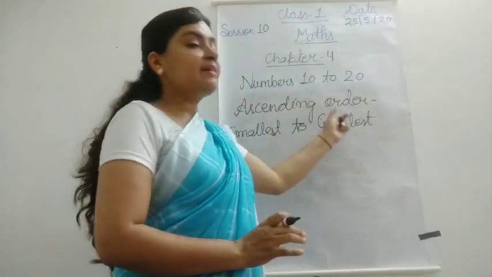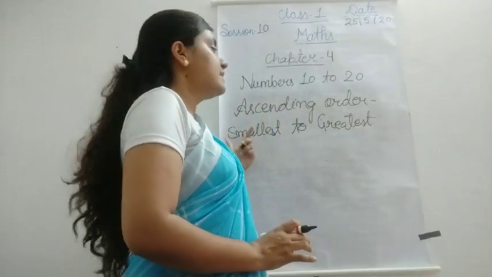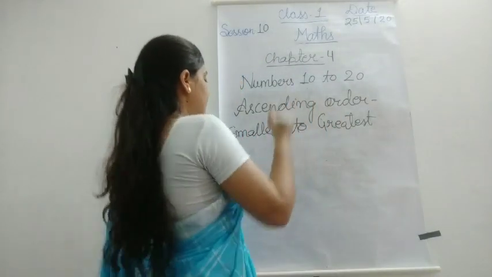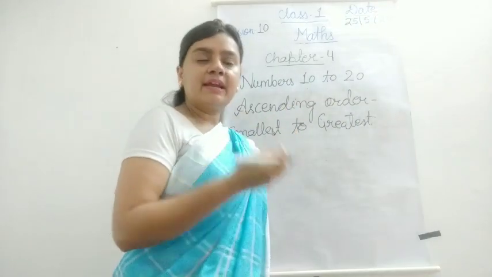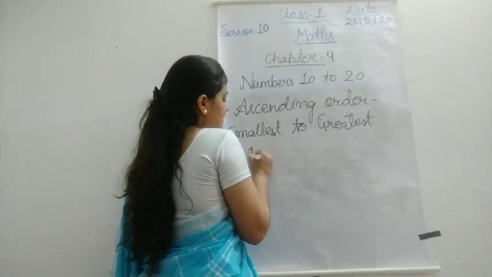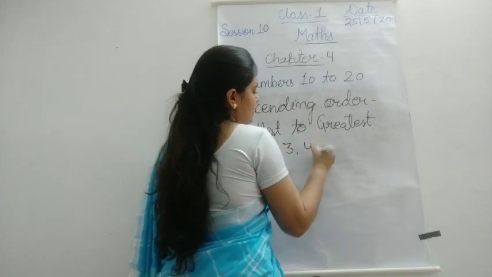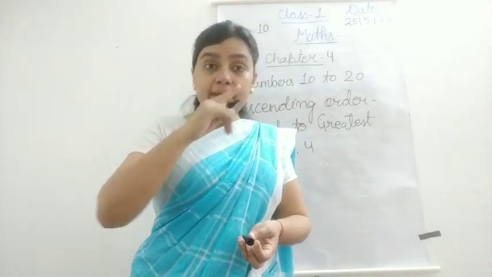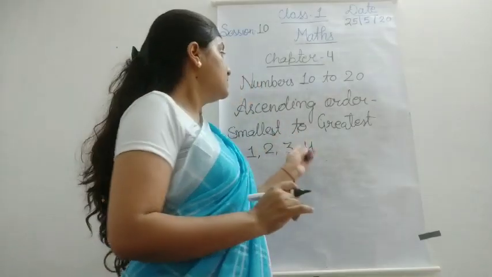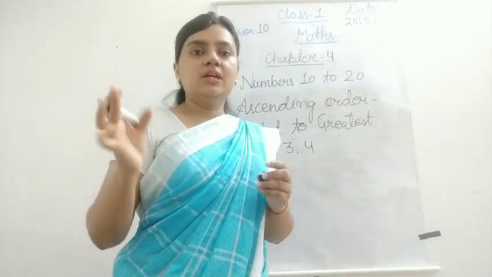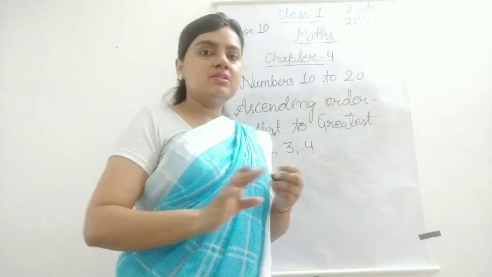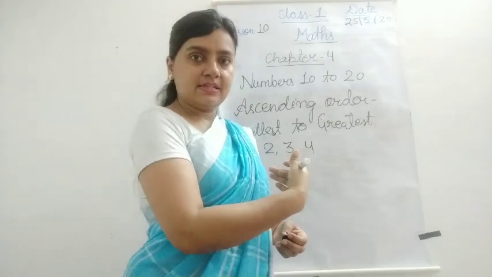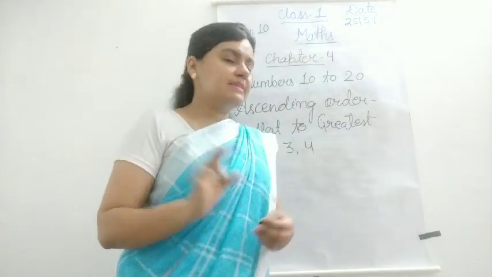Repeat with me. Ascending order means smallest to greatest. Okay, let's take one example. While we are writing our numbers, they are in ascending order: 1, 2, 3, 4. When we are counting forward, all the numbers are going in ascending order. 1, 2, 3, 4, 5, 6, this is simple counting. While counting backward, that will be descending order, which we will see later.